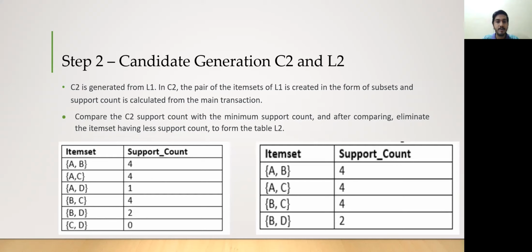Next, in step 2, we form C2 with the help of L1. In C2, the pairs of the item sets of L1 are created in the form of subsets, denoting how many times these pairs have occurred together in the given dataset, and the support count is calculated from the main transaction dataset. From the C2 table on the left, we can see that A and B have occurred together 4 times, A and C 4 times, A and D 2 times, and so on. Then we compare the C2 support count with the minimum support count, and after comparing, we eliminate the item sets having less support count and form the table L2 on the right.